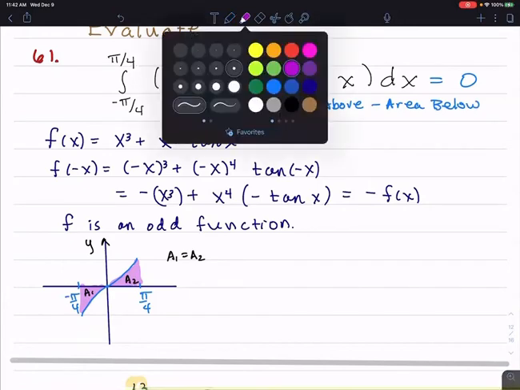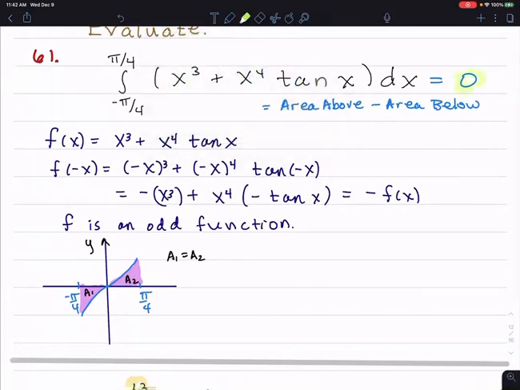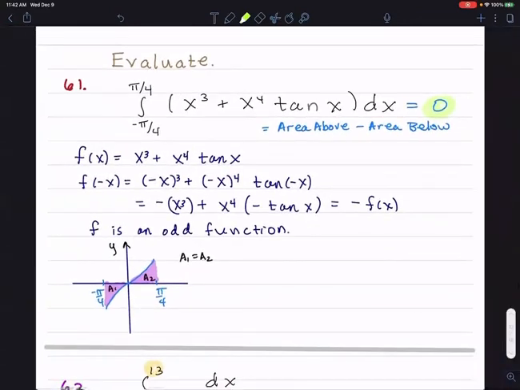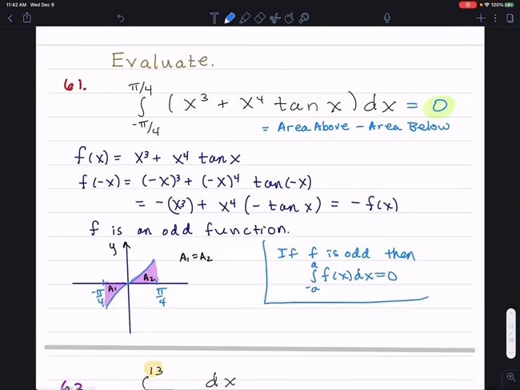And it was necessary that we're going from negative pi over 4 to pi over 4 when it's an odd function to get that cancellation. So anyway, the answer is 0. Once you see an odd function, if you go from negative pi over 4 to pi over 4, then you get 0. So I could even extend this to: if f is odd, then the integral from negative a to a of f of x dx is equal to 0. That's the principle that I'm using here.